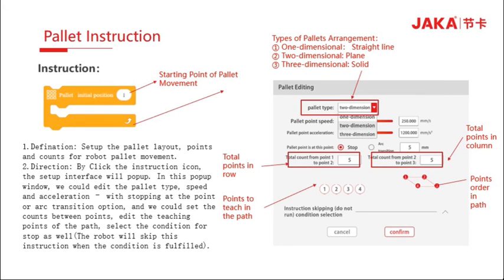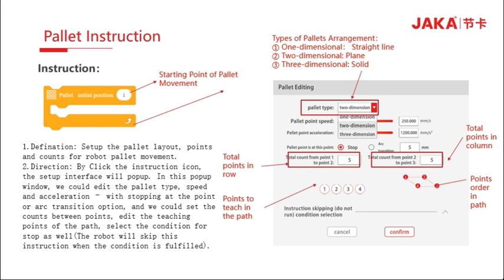By clicking the pallet instruction, the setup page will be displayed. In this page, we could select the pallet type as 1 dimension, 2 dimension, and 3 dimension type. We could also set the count of the pallet in rows and columns.